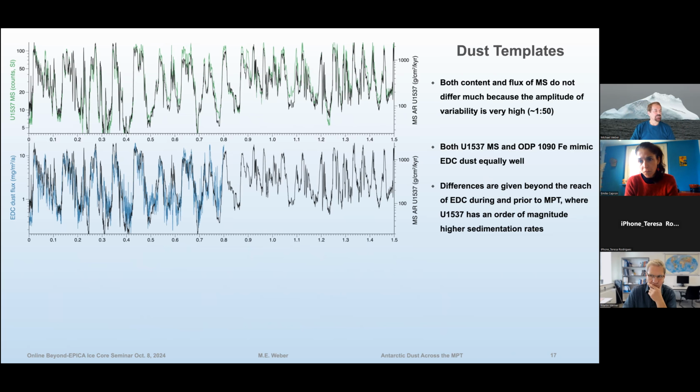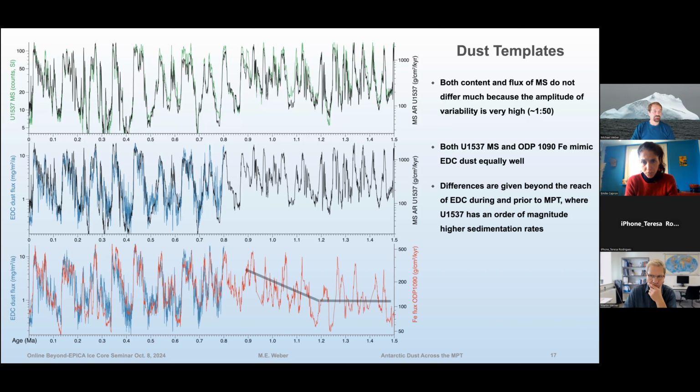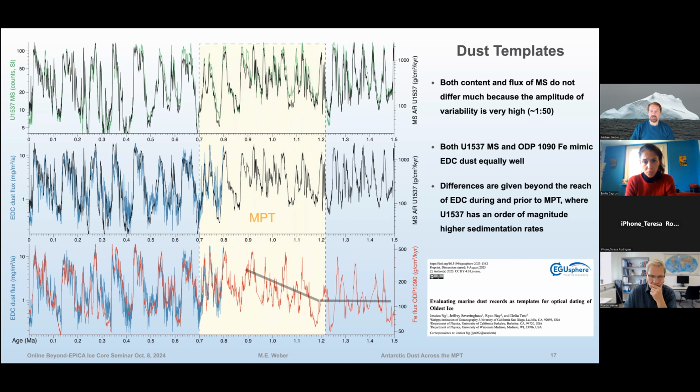But I need to tell you that the same kind of very good correlation for the duration of EDC is also given for ODP site 1090. The difference is before that. If we go to 1090, we see that before the mid-Pleistocene transition, the average amplitude was lower, and only during the MPT, here between something like 1.2 and 0.9 million years, the subantarctic zone was included into that system. And since then, they are really vertically identical. And there was a paper here last year in EGUsphere evaluating marine dust records as templates for optical dating of oldest ice. You may read that if you're interested.